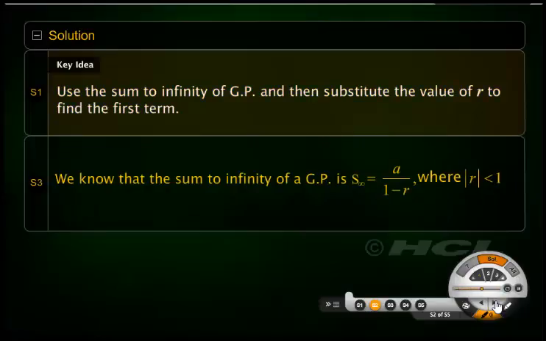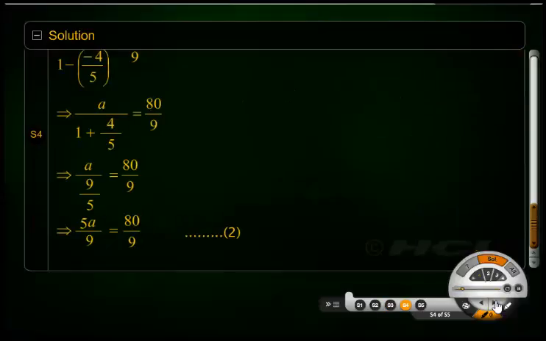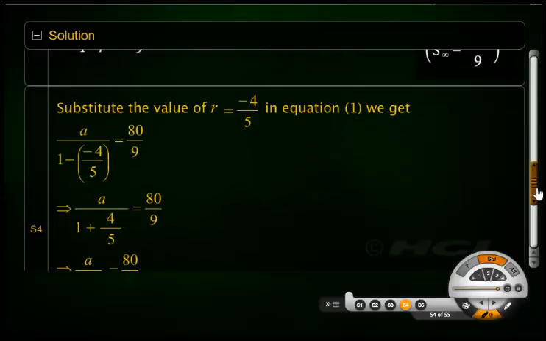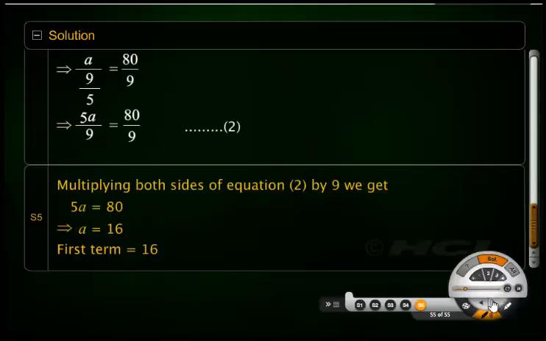Consider the sum to infinity of a GP formula. Use the sum to infinity of a GP formula and equate it to 80 by 9. Call this equation 1. Substitute the value of R in equation 1 and get equation 2. Multiply both sides of equation 2 by 9 and on simplification we get the first term of the GP as 16.